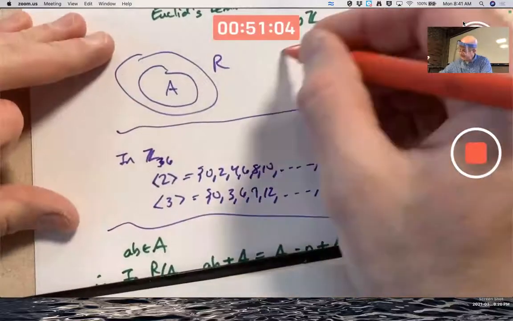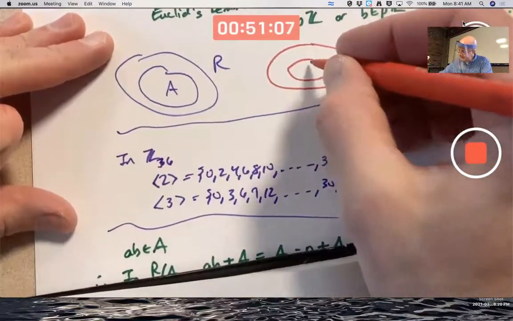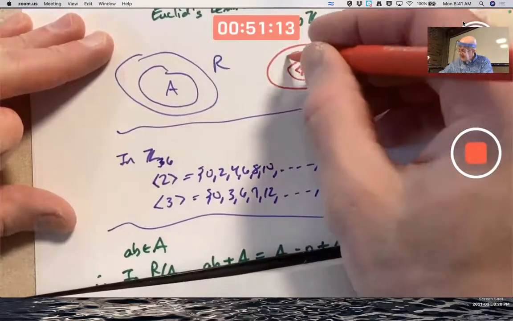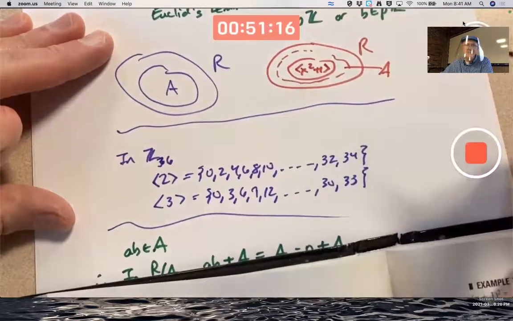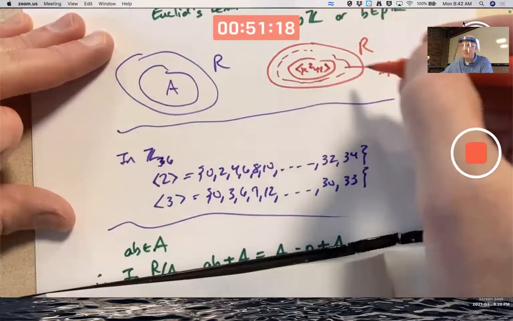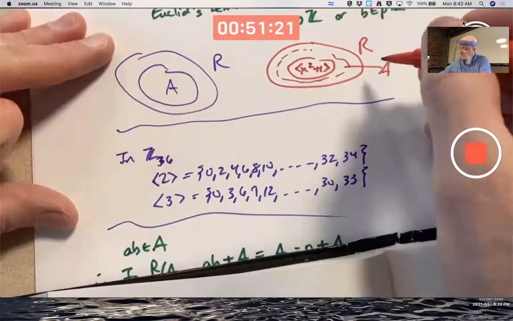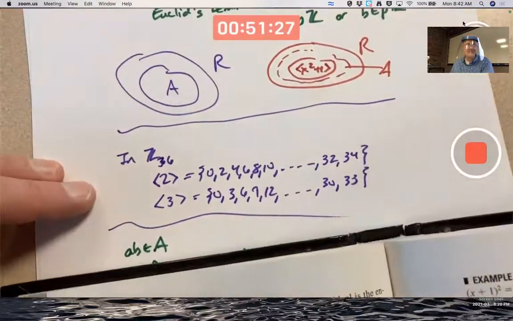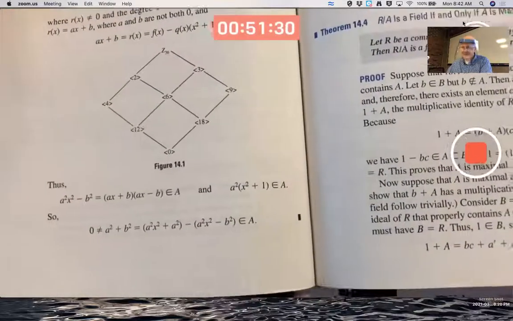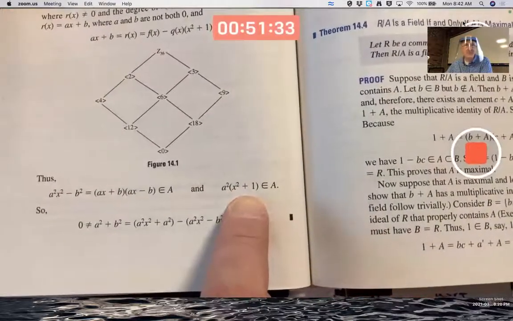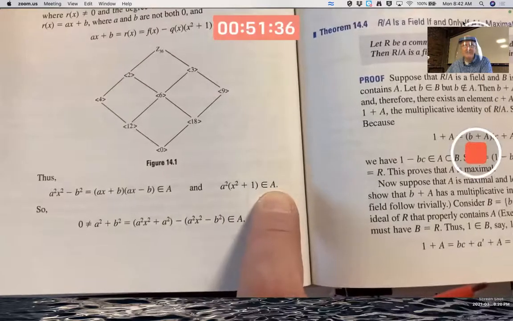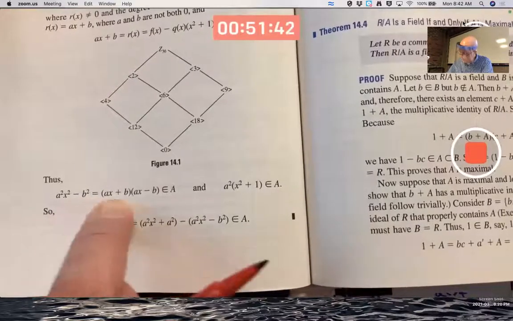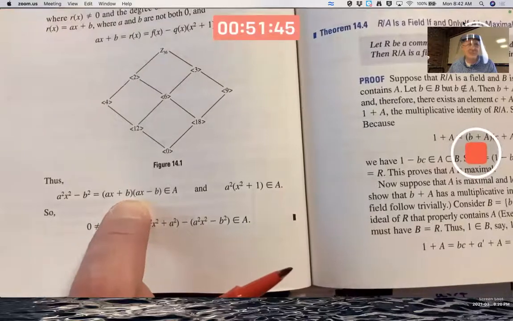Redraw the picture here. Here's the ideal generated by x squared plus 1. Here's A, an ideal that properly contains it. Anything in the smaller ideal is in the bigger one. We're ultimately trying to show A actually equals all of R[x], so this picture is still not quite accurate. But initially, that's the idea. And so this is in the ideal generated by x squared plus 1. Therefore, it's also in A. You can certainly check that this equation is true. The real question is, why is the author doing that?